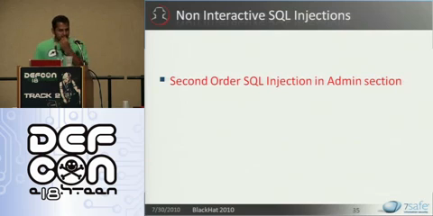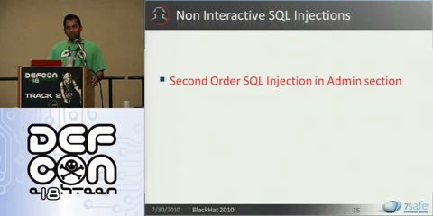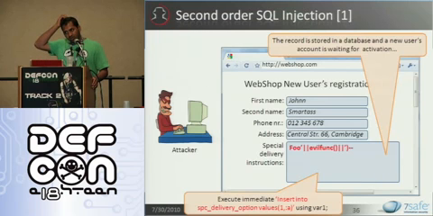Right. Next, I wanted to talk about a class of vulnerability which I feel is not very much discussed, and that is non-interactive second-order injections. So what I mean by non-interactive second-order injection is this. Imagine an e-commerce website or any website which allows a new user registration functionality.